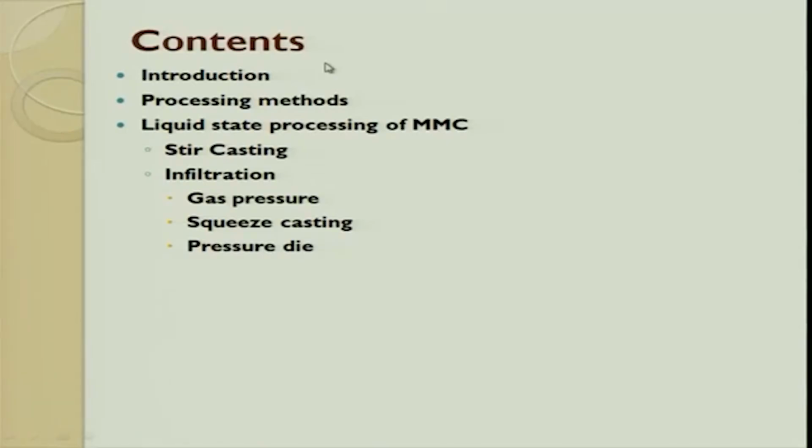So today we will go through some of the processes which are commonly used for making metal matrix composites. We will see an introduction, followed by different processing methods. Then we will see some of the liquid state processing of metal matrix composites. Stir casting is a process, infiltration is a process. In infiltration you can use gas pressure, you can use squeeze casting, you can use pressure die.